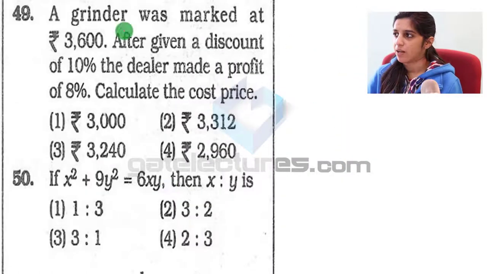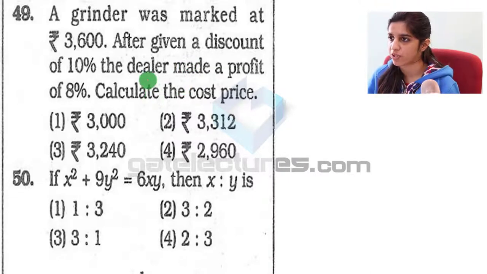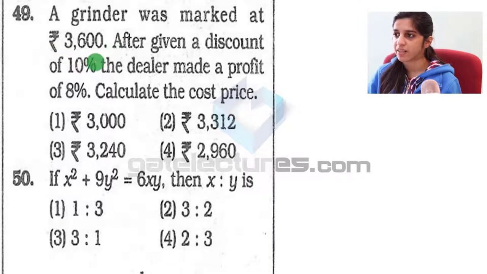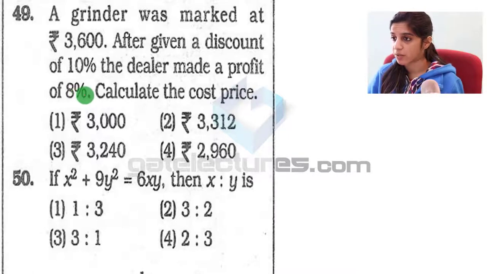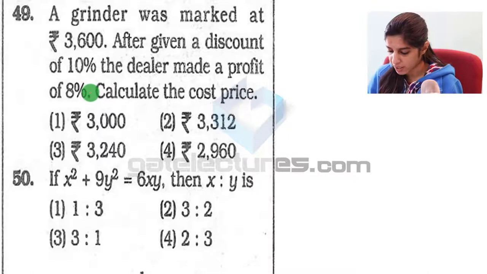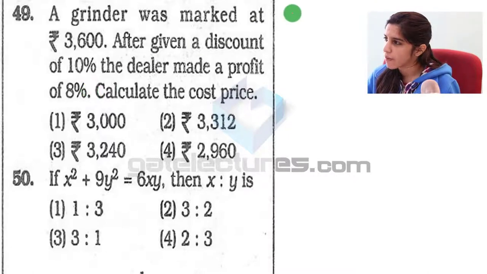Okay. Now a grinder was marked at rupees 3600. After giving a discount of 10%, the dealer made a profit of 8%. Calculate the cost price. So they have given us the marked price, they've given us the discount percentage and also the profit percent. They're asking you to calculate the cost price.